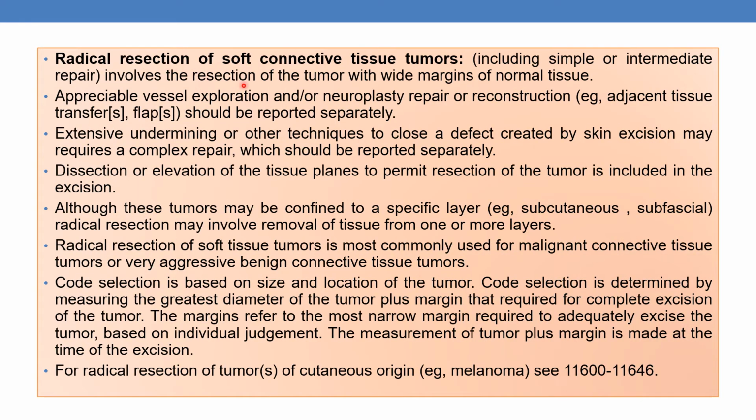Now coming to radical resection of soft tissue tumors. It also includes simple or intermediate repair, and it involves the resection of tumor with wide margins of normal tissue. Appreciable vessel exploration and or neuroplasty repair or reconstruction should be reported separately. Complex repair to close the defect should be reported separately, whereas dissection or elevation of the tissue planes to permit resection is included.